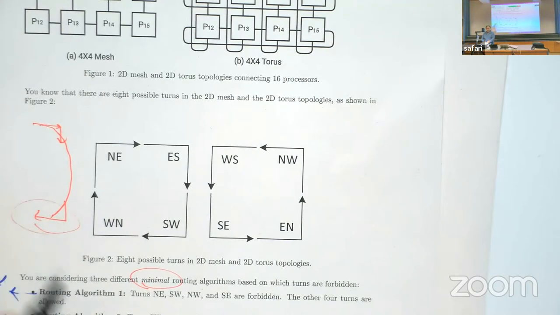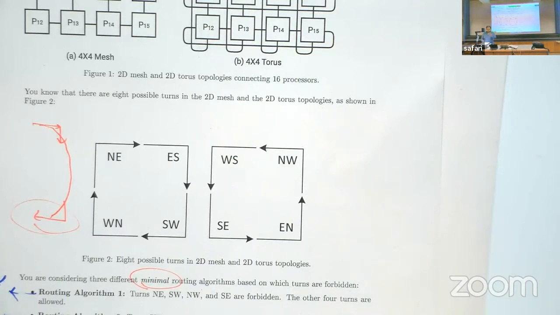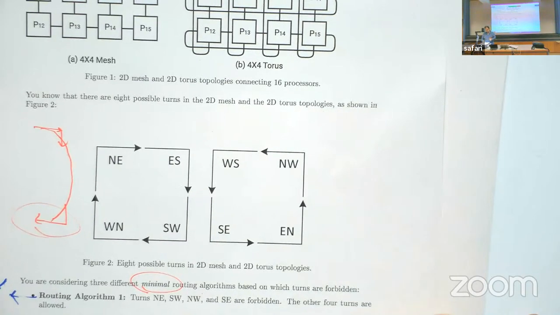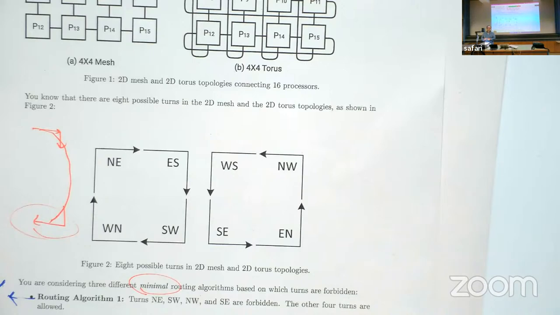southwest, right? So southwest is forbidden, which means that we cannot have that rightmost edge in a clockwise order. And the counterclockwise order is also similar. You just need to consider the leftmost edge. Is that clear for you?